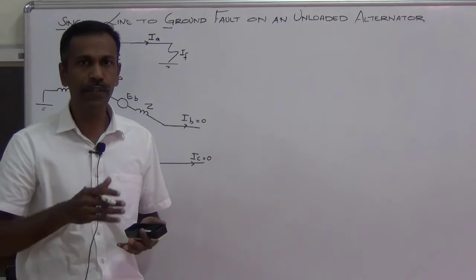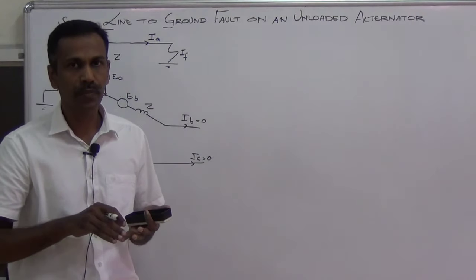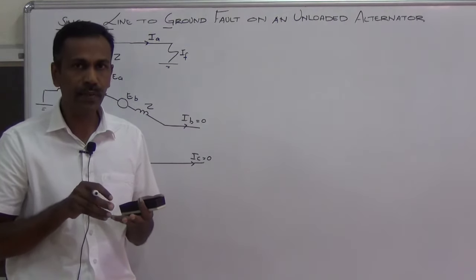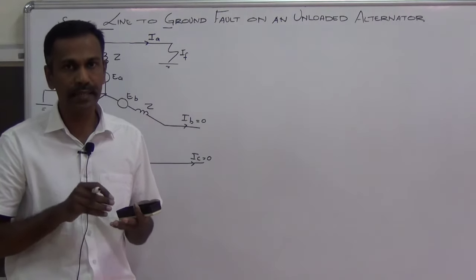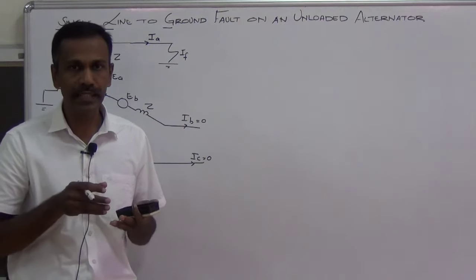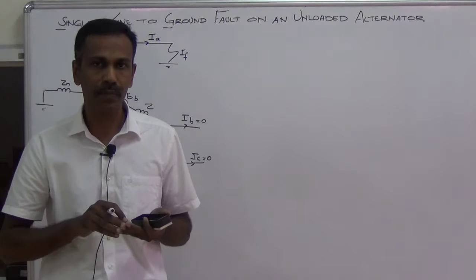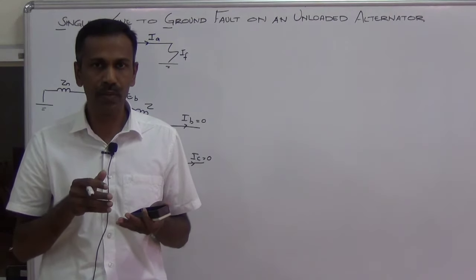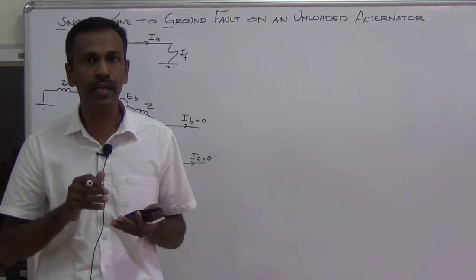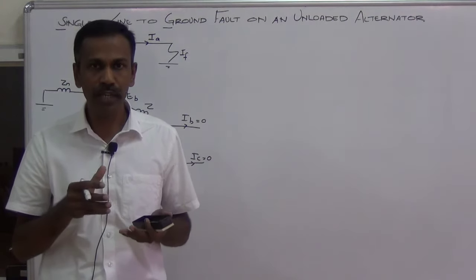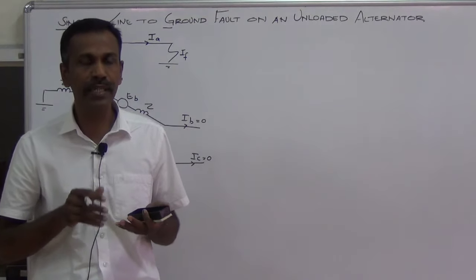Now you need to find out the interconnection of the three networks. How are these three networks, positive, negative and zero sequence networks, interconnected? Whether they are connected in series or in parallel or in series parallel combination. For that we need to find out the sequence currents and the sequence voltages. From those values, we can understand the interconnection of the three networks.